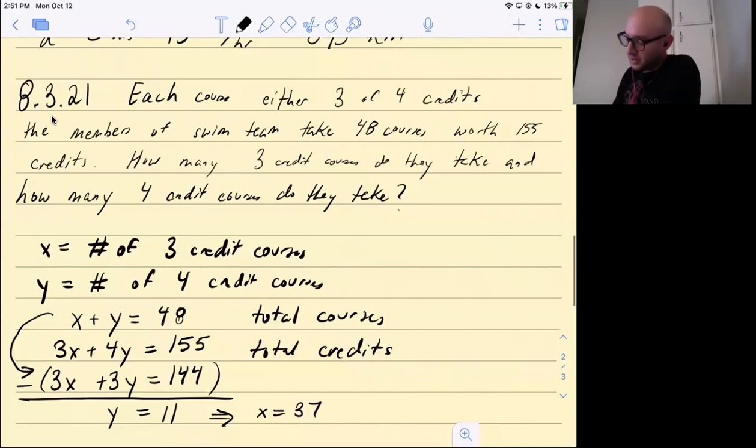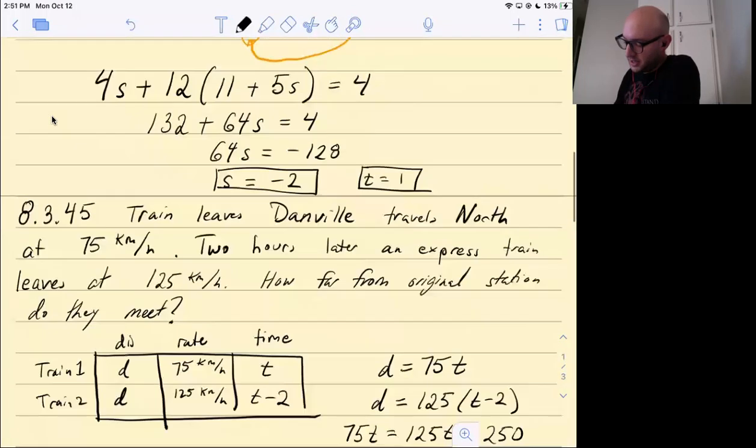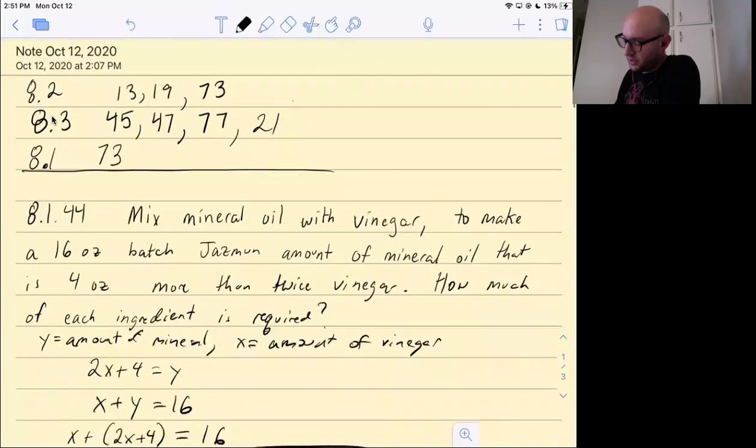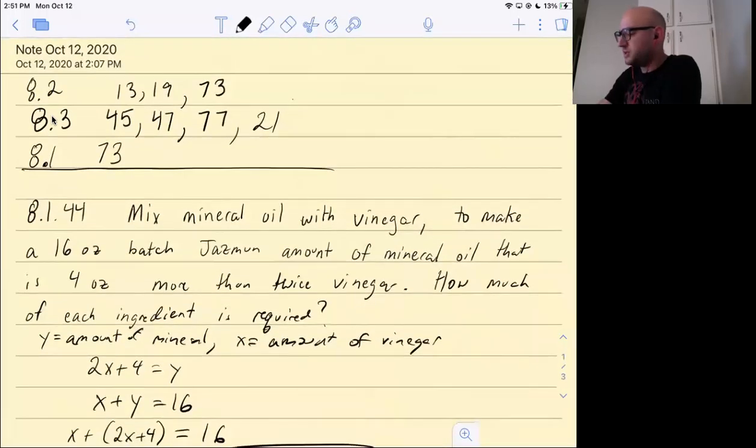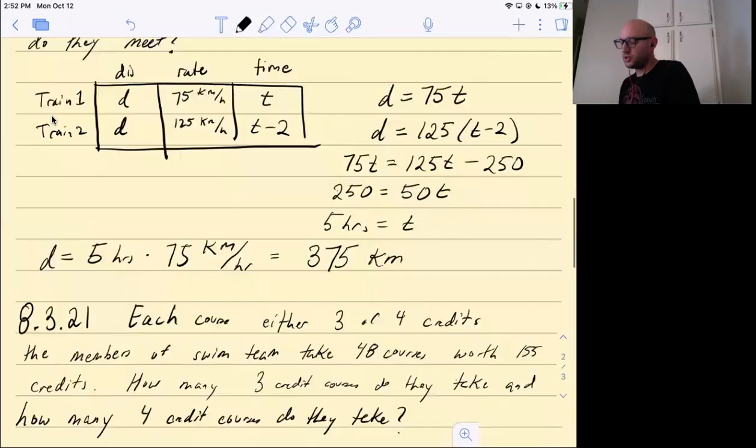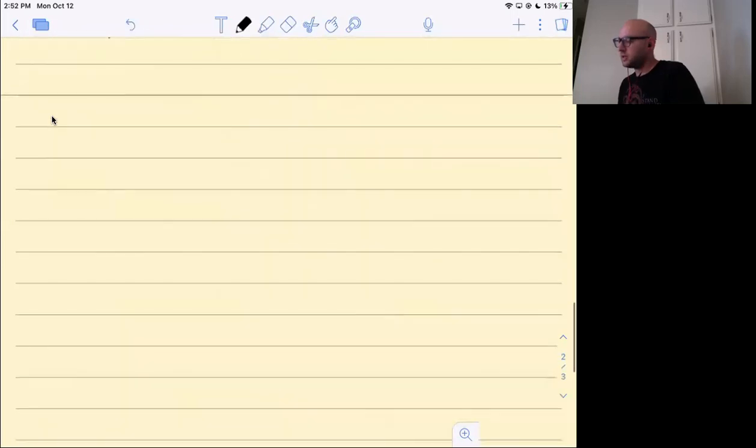Let's take a look at the next question here, 8.3, number 47. I'll do two more problems here. This is a good one, and a similar one will be on the test. So this is canoeing, and I'm curious if anyone actually got to set it up. We'll try to work through it together.